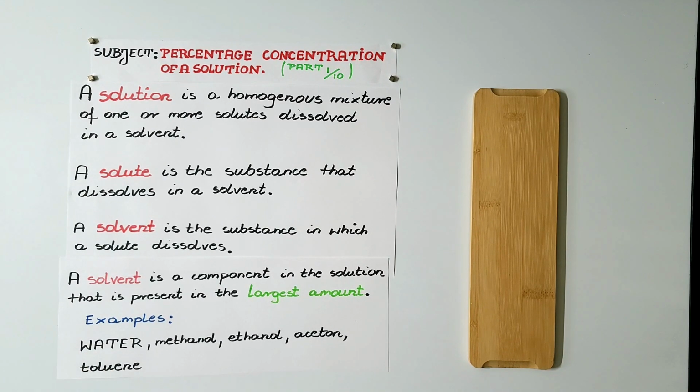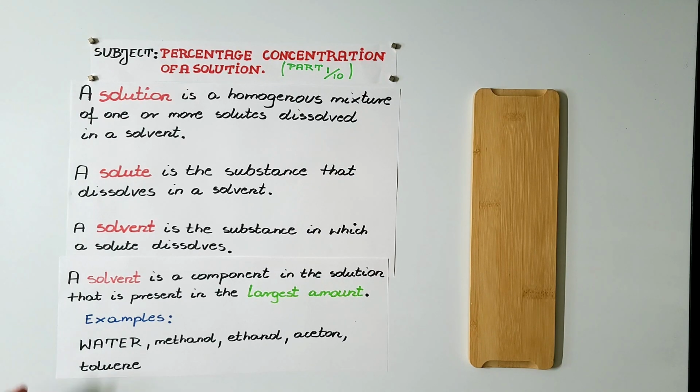So how do we know what is a solute and what is a solvent in the solution? A solvent is a component in the solution that is present in the largest amount. The most common example of a solvent is water. Other examples of a solvent include methanol, ethanol, acetone, or toluene.